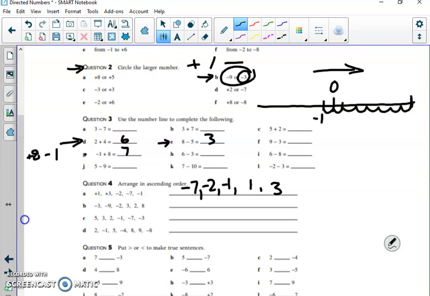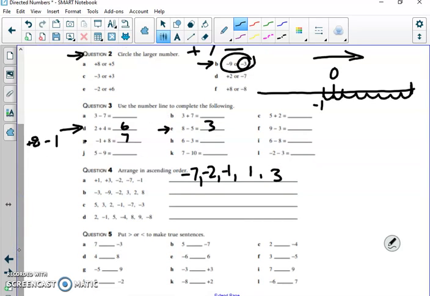Again, if you have problems with any of these questions, just let me know. Put less than or greater than to make true sentences.